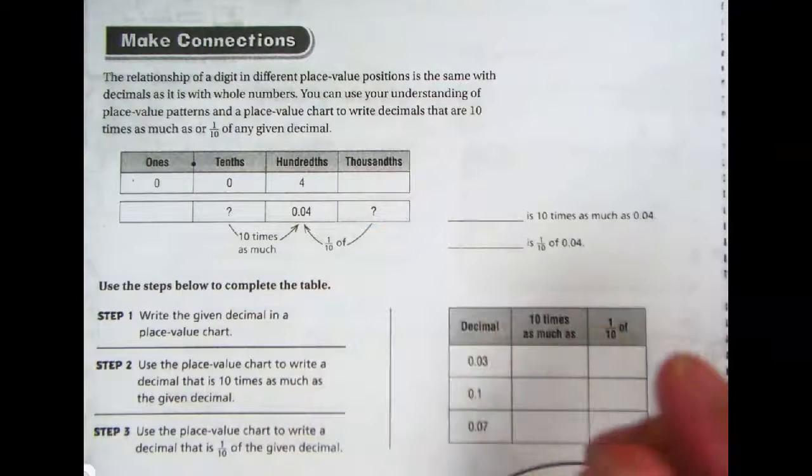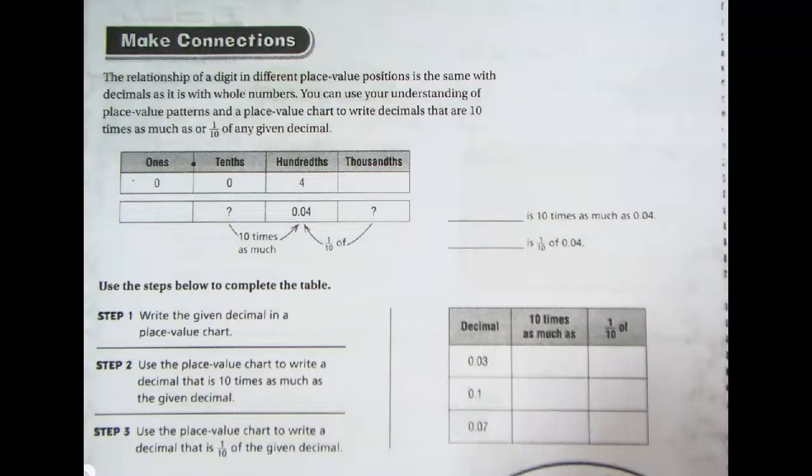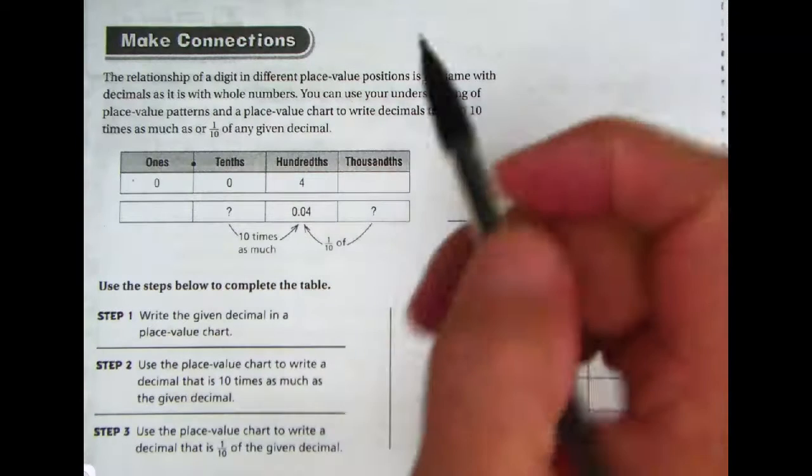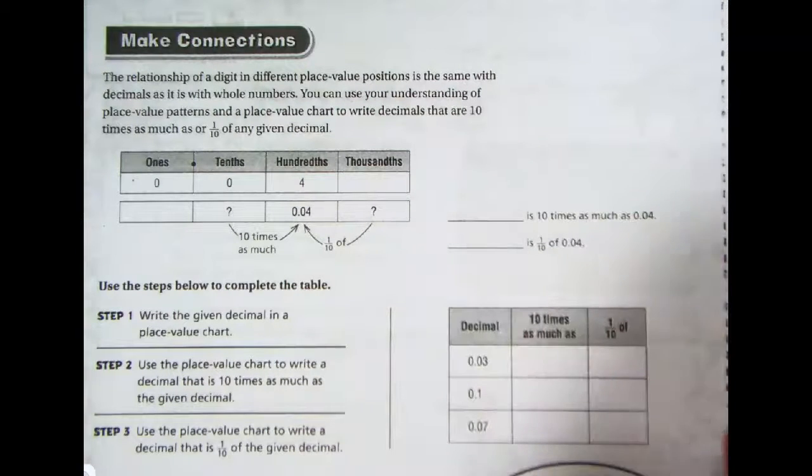This is your second lesson, 1.2. It has to do with place value and specifically the thousandths place. Let's get started. Make sure you take good notes, write down as much as possible, and I'll be checking these on Wednesday. It says the relationship of a digit in different place value positions is the same with decimals as it is with whole numbers.